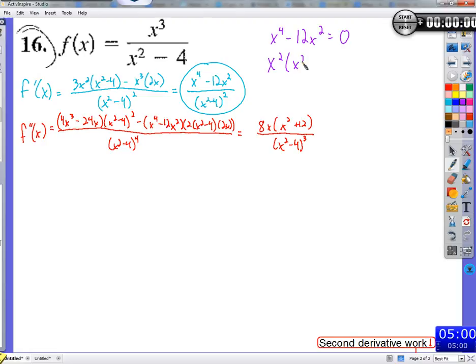X squared times x squared minus 12 equals 0. So x squared equals 0, which x equals 0. Or x squared minus 12 equals 0, which there's no real number that will solve this equation. So we have it. What's that? It's minus 12, so you add 12 to this variable. Oh, minus 12. Did you see that right there? Yeah, okay, I'm sorry. I don't know what problem I was thinking of. So x equals plus or minus the square root of 12, or plus or minus 2 root 3. Oh. What? 2 root 3, yeah.